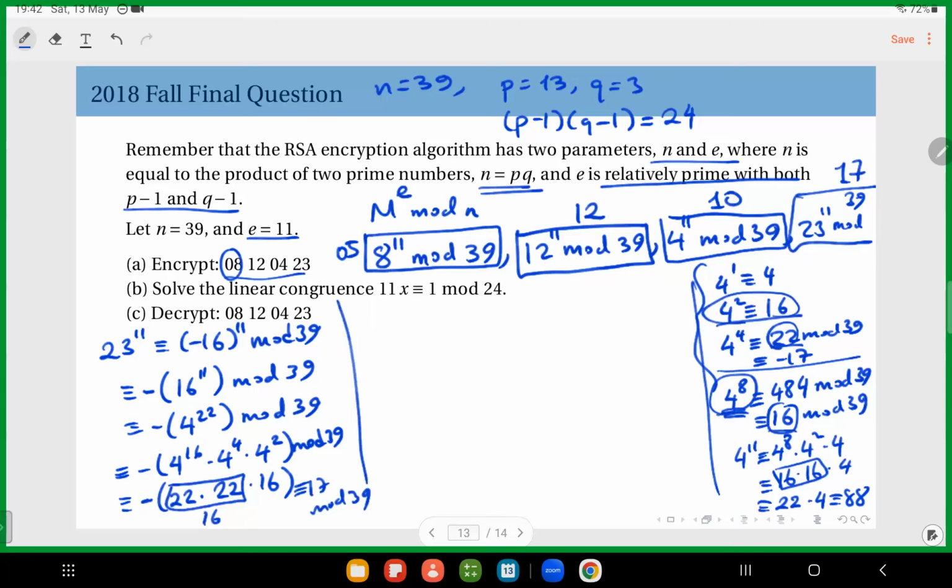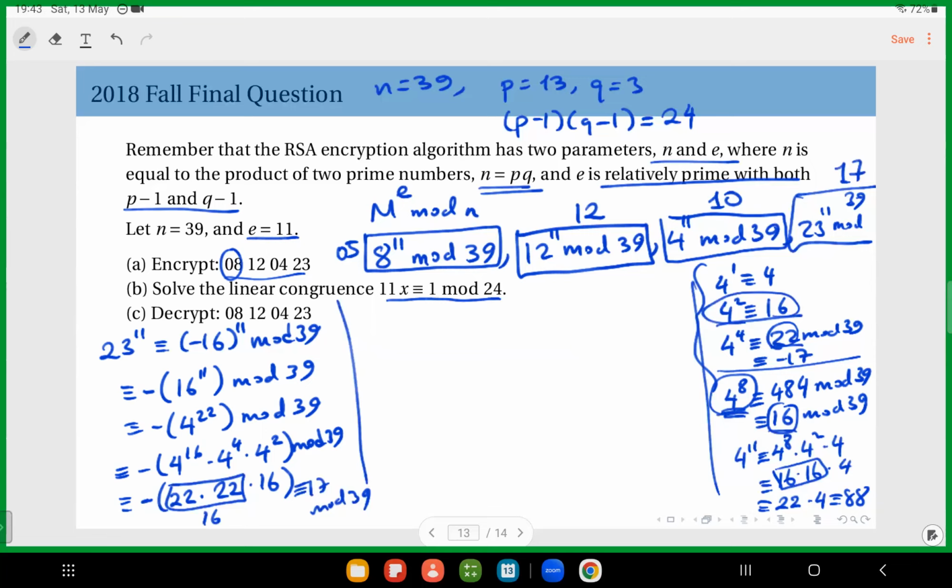So in part B, I need to find the multiplicative inverse of 11 under modulo 24. So the question is formed in this way, but as you see, whatever x is, it's the multiplicative inverse of 11 under modulo 24. Now, since the numbers are small, you can either do this using trial and error, or you can also use the Euclidean, or rather extended Euclidean algorithm to find the Bezout coefficients.